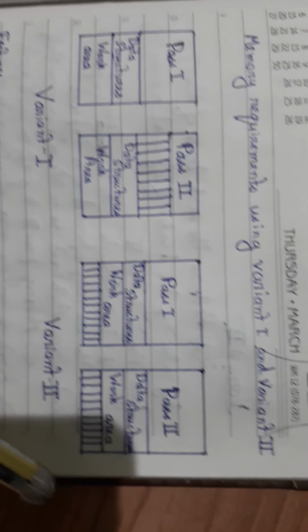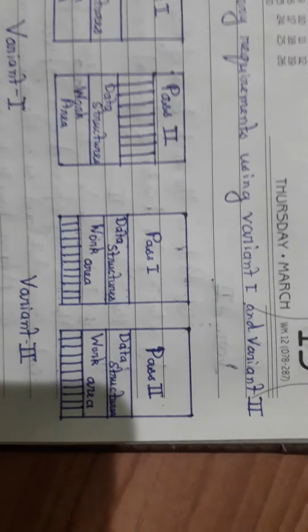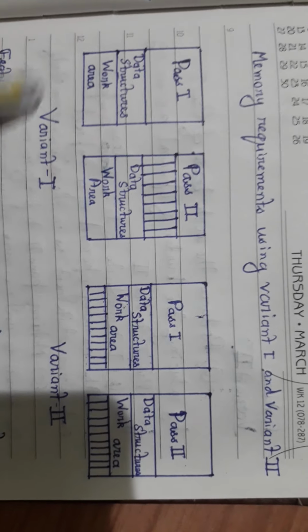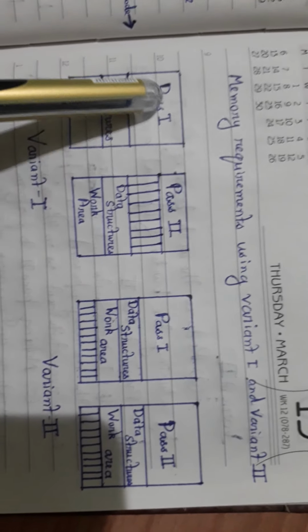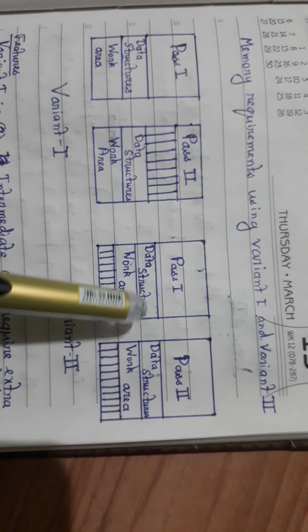Okay, so let us consider the memory requirements. Let us see the memory requirements of variant 1 and variant 2 of intermediate code. So you can see this is variant 1, pass 1, pass 2, and this is variant 2 of the intermediate code, and pass 1 and pass 2.